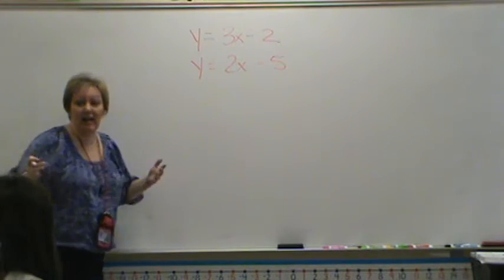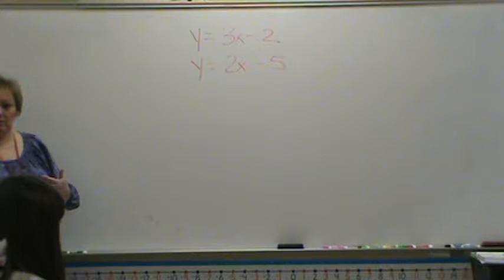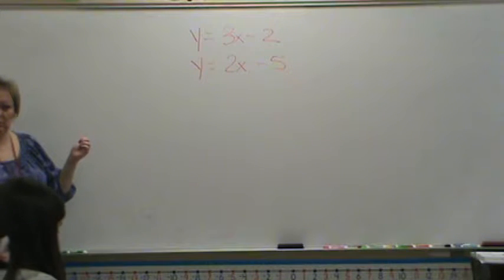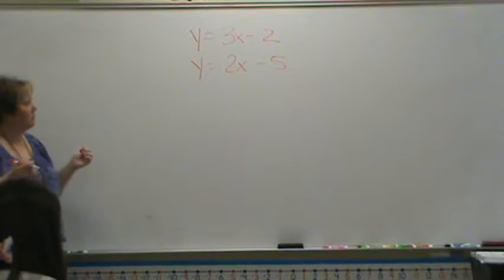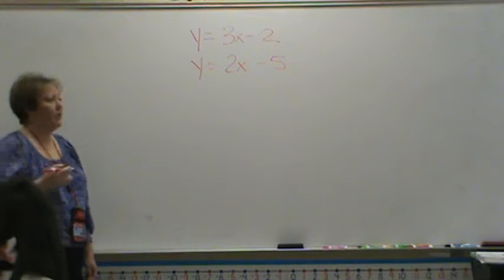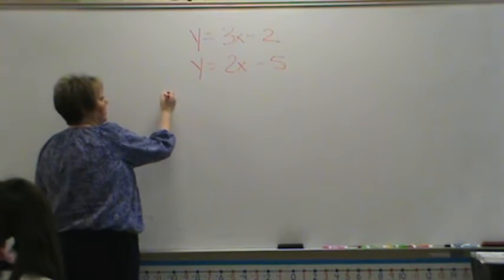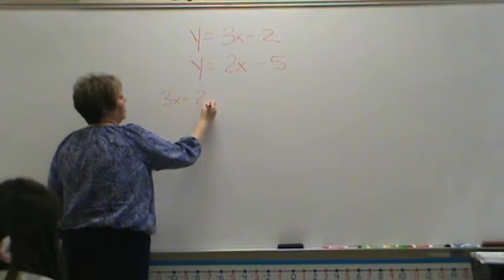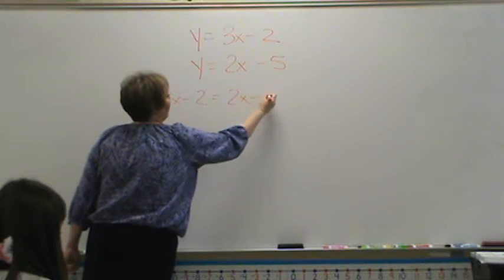Okay, now this is again like the calling card problem. What do I do? You put the equations where they equal each other. Didn't we work this one? We worked this one. Okay. Put them equal to each other. 3x minus 2 equals 2x minus 5.